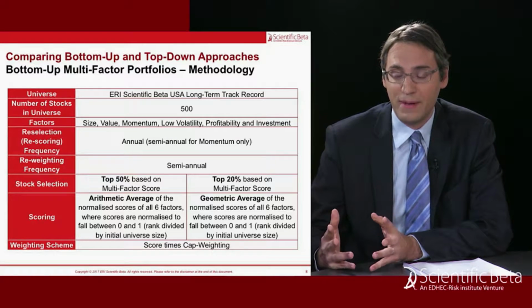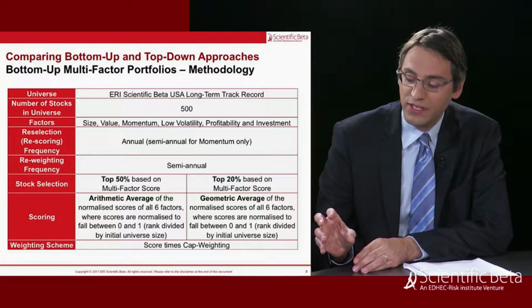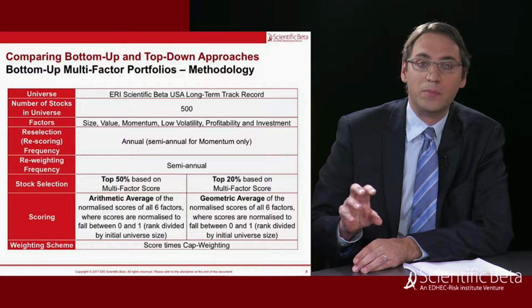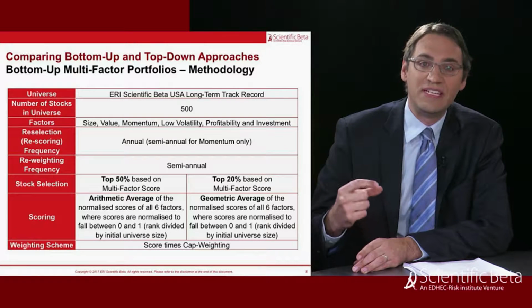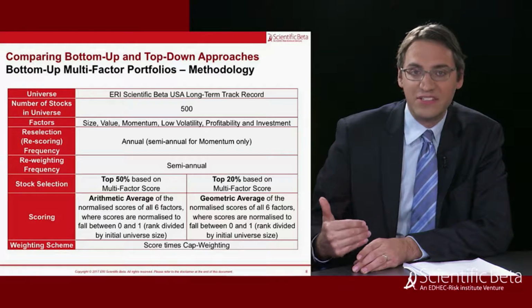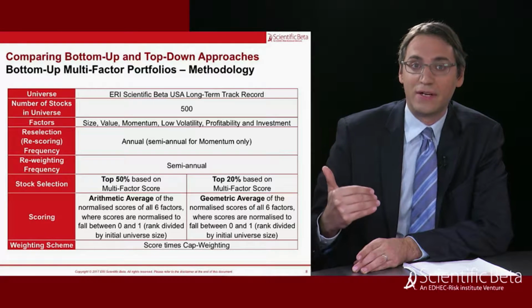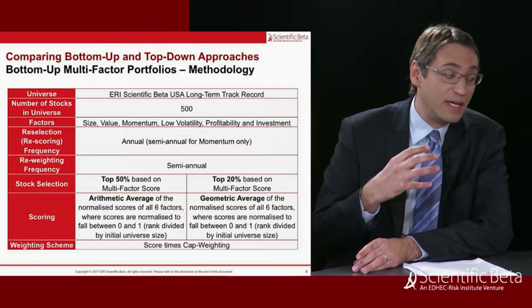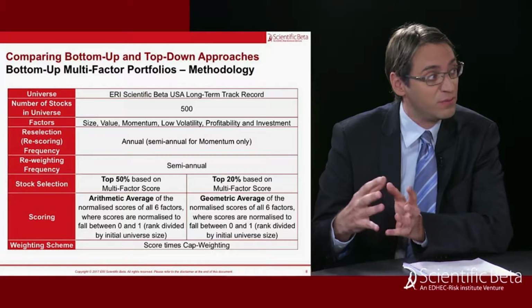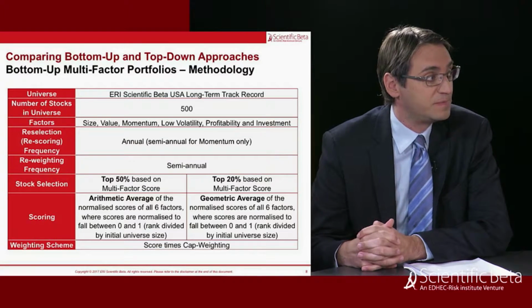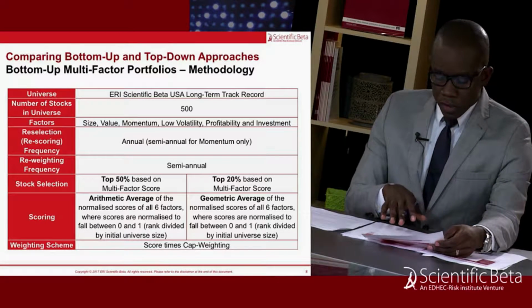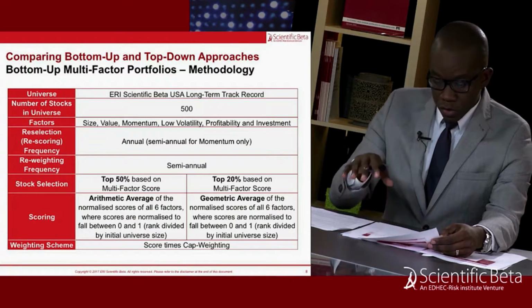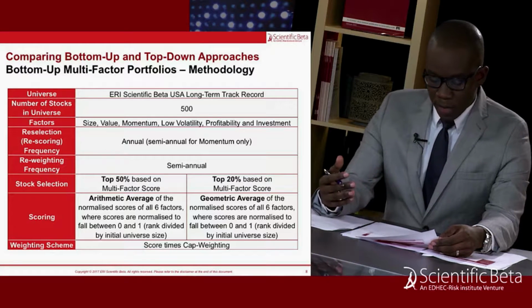So we're looking at both of them. And also we were interested in looking at more or less concentrated bottom-up approaches. So we're looking at different levels of stock selection, again selecting stocks directly by their composite score. And we're looking at a 50% stock selection, and we're also looking at a 20% stock selection to have a more concentrated portfolio.